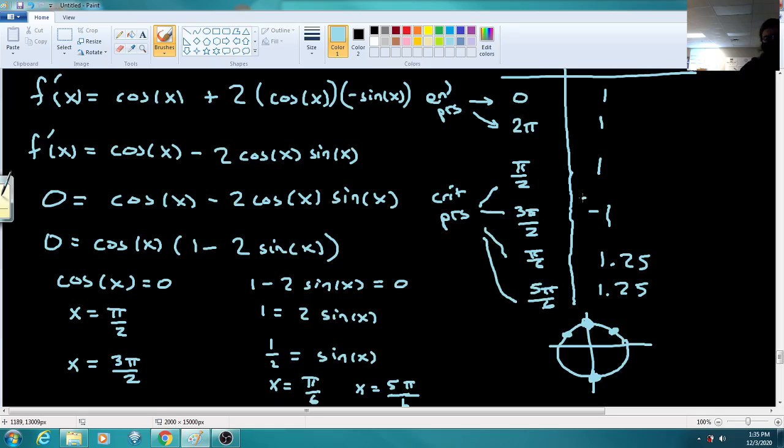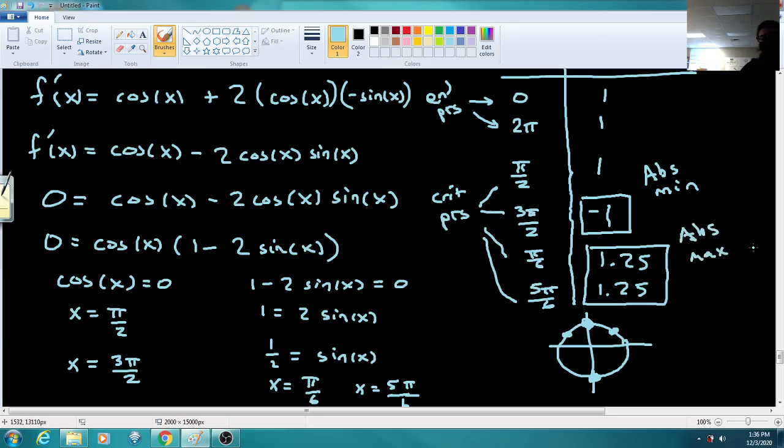So negative 1 is our minimum value. This right here is our absolute minimum. And 1.25, even though it turns up twice, is the maximum value. So the smallest y value that we get on the interval is negative 1, and the largest y value we get back is 1.25.